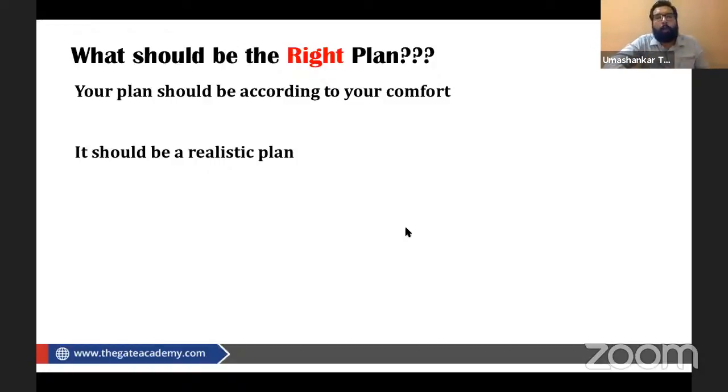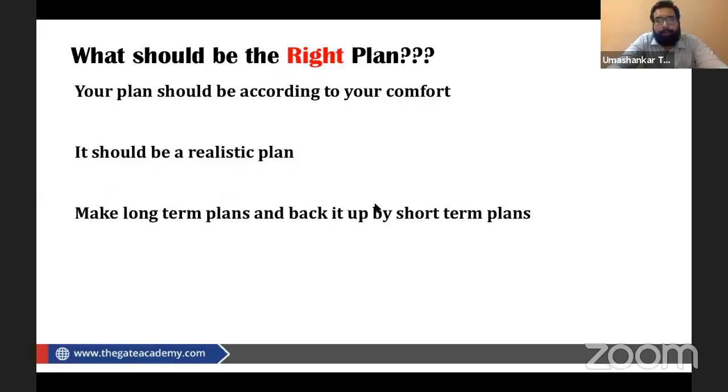Now, the second thing is, always make a realistic plan. Sometimes we make a very unrealistic plan, like, "I'll complete this subject in 2 days." It is a big subject; it is not possible. If you make such a plan, definitely you are not going to complete it, and then you will feel demotivated. "I am unable to complete my plan, so my preparation is not going in the right direction." So always make a realistic plan.